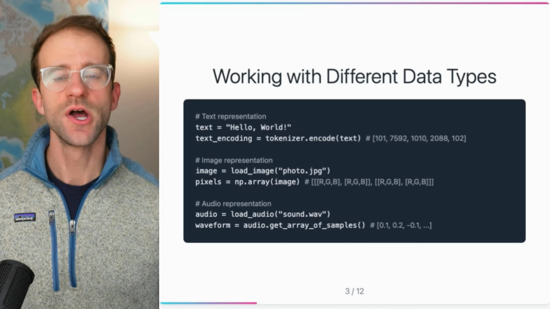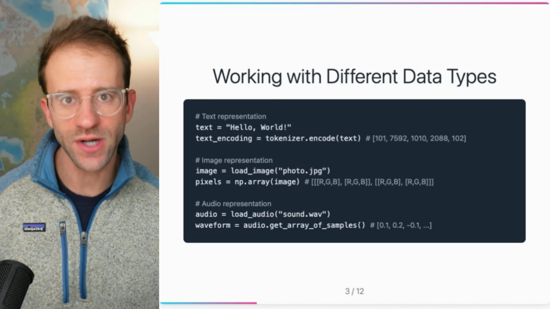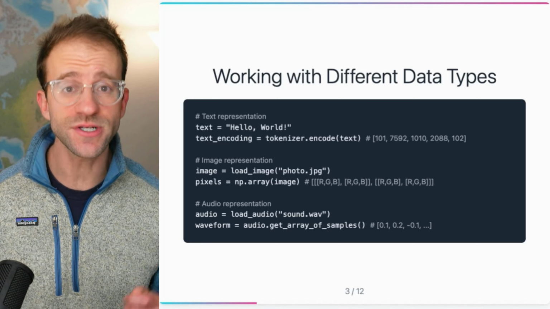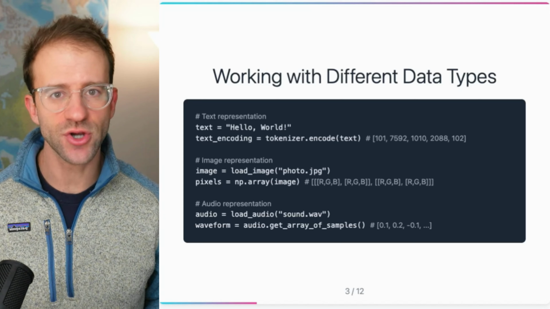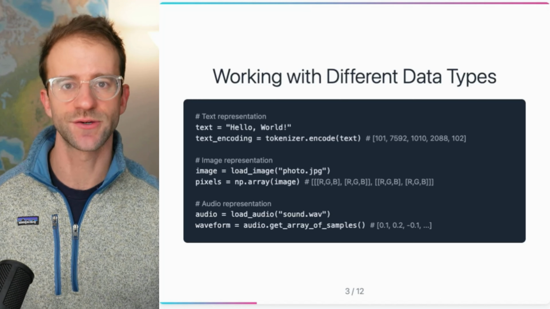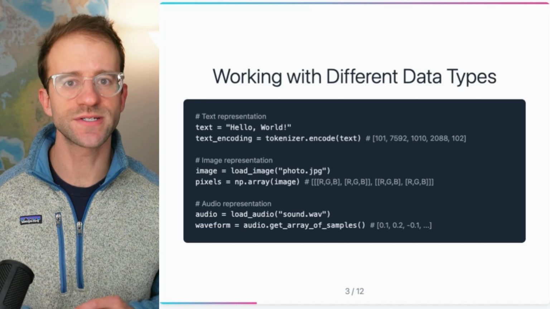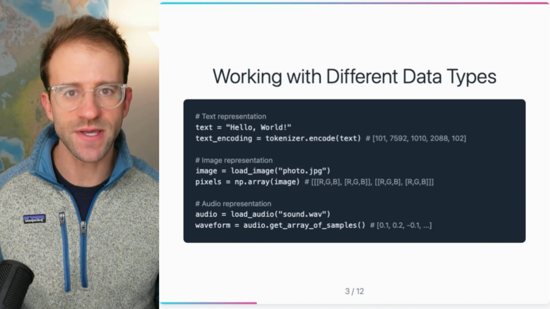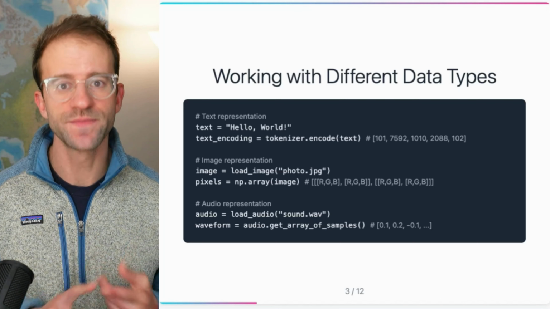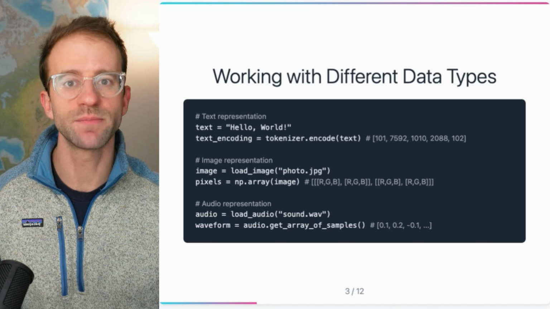But here's the key. To work with multiple modalities together, we need to transform them all into a common format, usually vectors of numbers. Think of it as translating different languages into a universal language that our computers can understand. Let me show you how this works. When we convert our data into vectors, we're essentially placing them in a mathematical space where similar items are closer together, different items are further apart, and then relationships can be measured and compared.